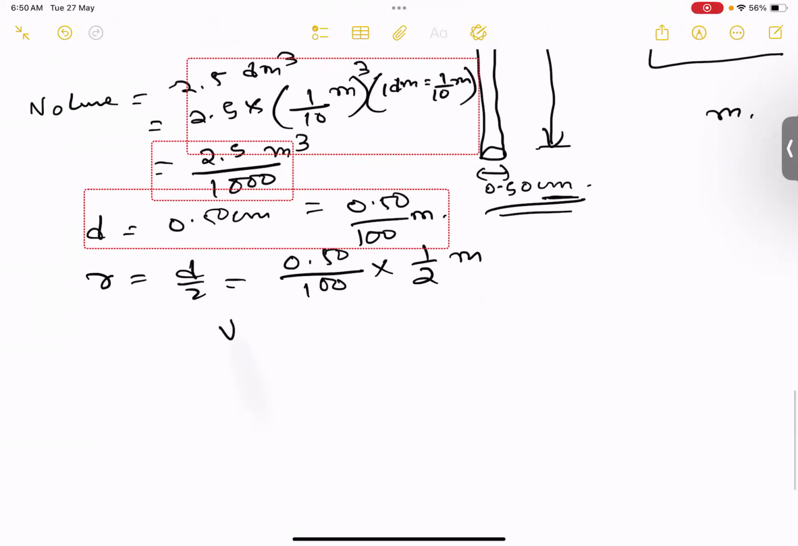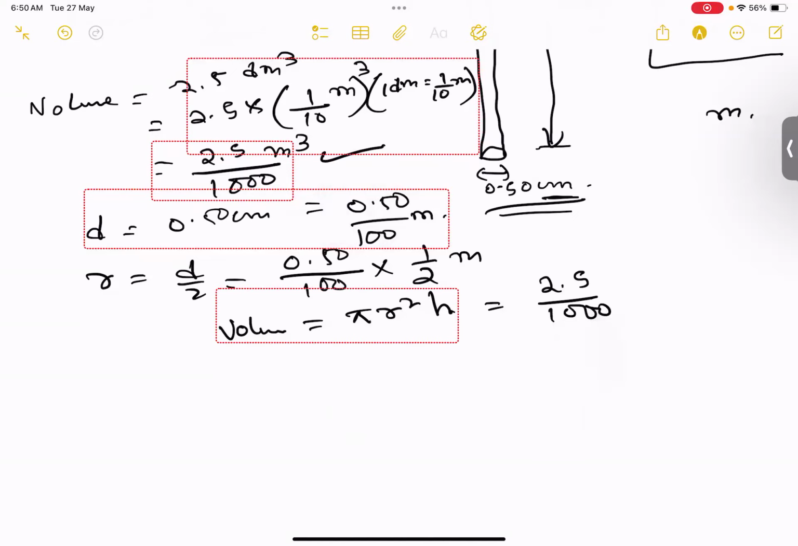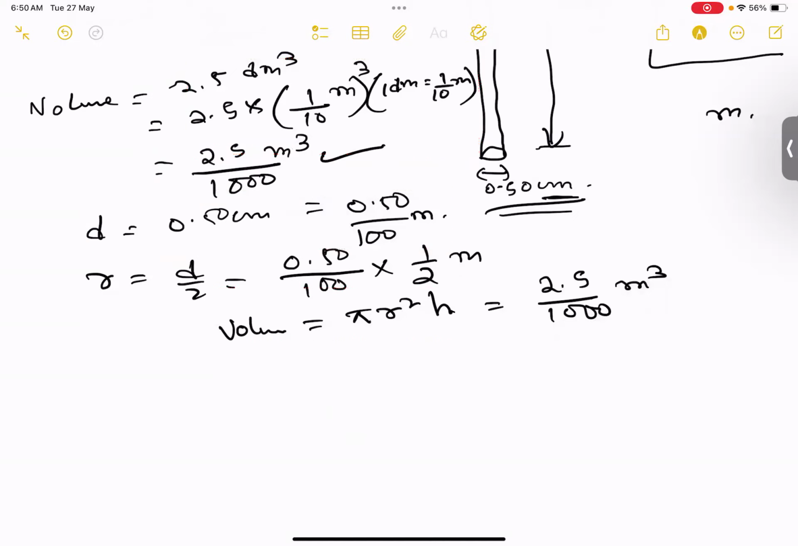So we already know the formula of a volume, right? Volume of a cylinder is how much? Pi r square h, right? And this volume that we have is given in the question. So it's 2.5 by 1000 meter cube.